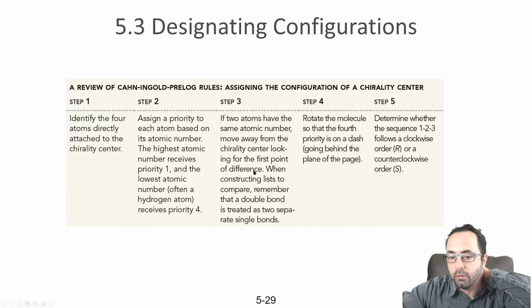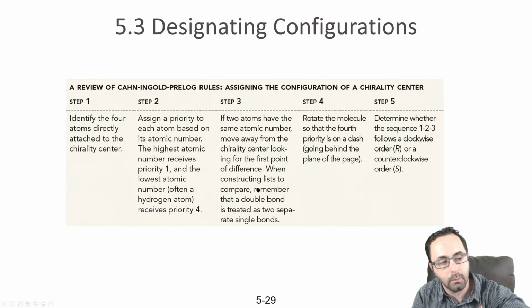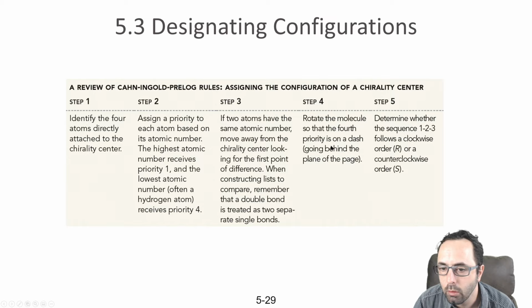And if those are all tied, you go to the next atom and you do the same thing till you get all the way to the end of the chain. Then you rotate the molecule by doing a double swap, if you like. That's the simplified way to do it, to get the fourth priority group going behind the plane of the page. Then determine whether 1, 2, and 3 follows a clockwise order or a counterclockwise order, and assign the R and S configuration.